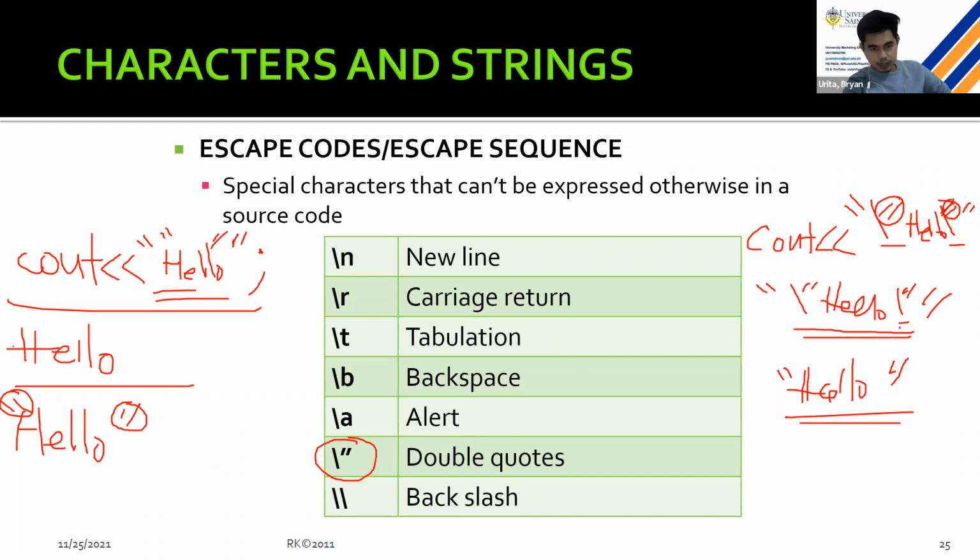So, ganun din sa backslash. Kung gusto mong i-display ang isang backslash sa screen, kailangan mong gamitan ng ganito. So, kailangan mo ng ganyan. Cout, then nasa loob ng quotation. So, ang output nito ay isang backslash. Okay, so, ganun din sa new line, tab, backspace, and so on.